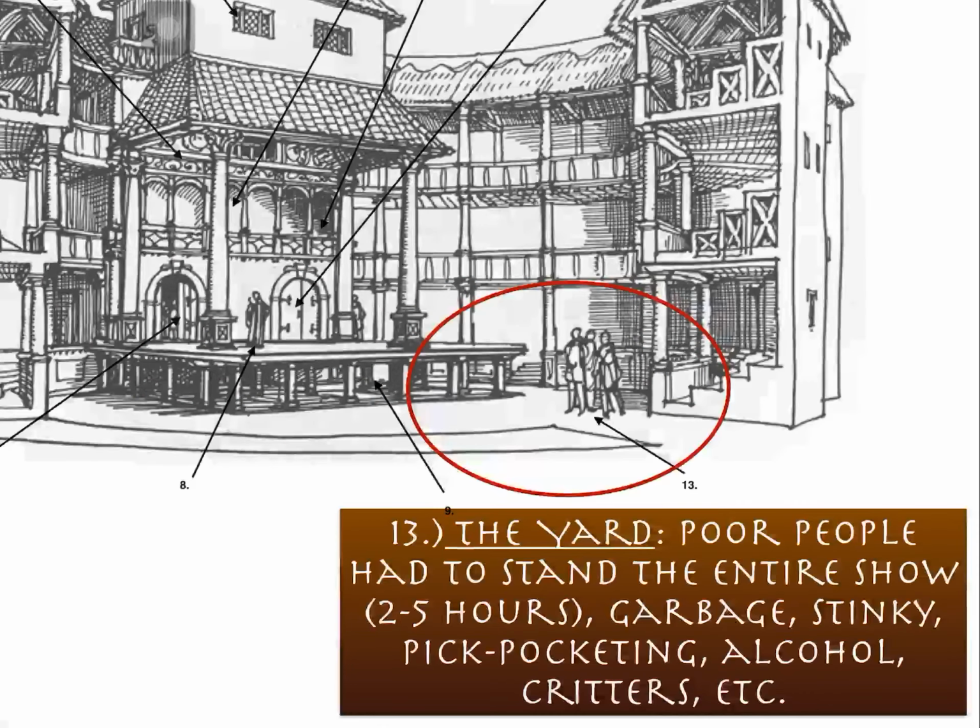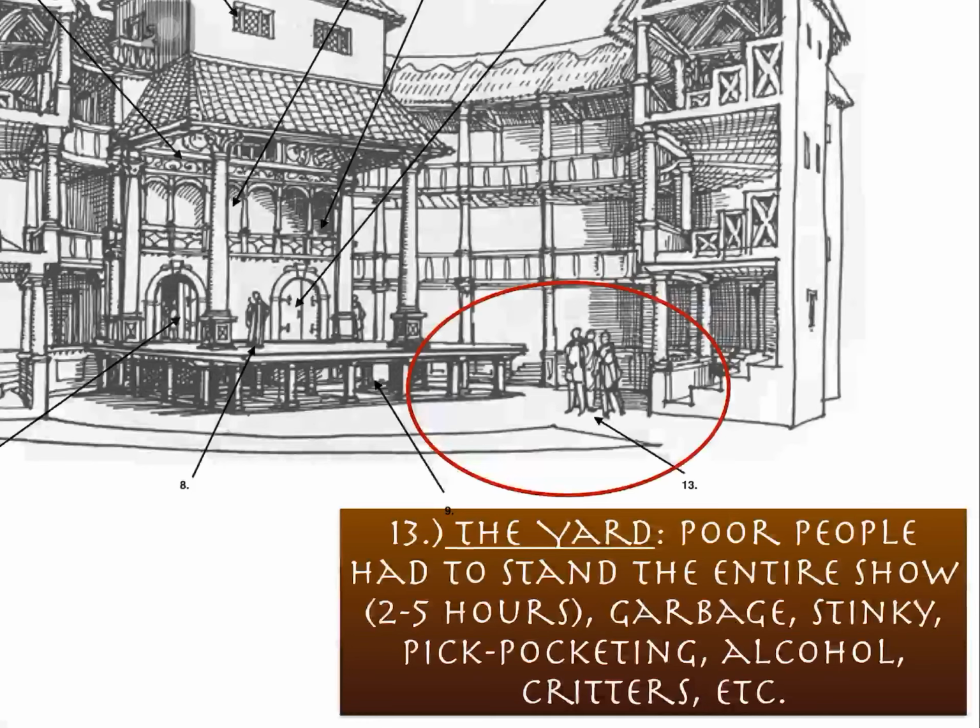The reason that the nobles and people with money were up so high is because of the yard. The yard is basically general admission, so it's where poor people would stand for the entire show. These were the kind of people who were rowdy, they would heckle, they didn't shower regularly, so they didn't smell great. They were usually pretty drunk. There was a lot of pickpocketing going on. They probably carried some little critters like fleas or lice in with them.